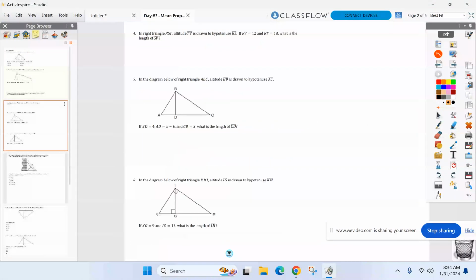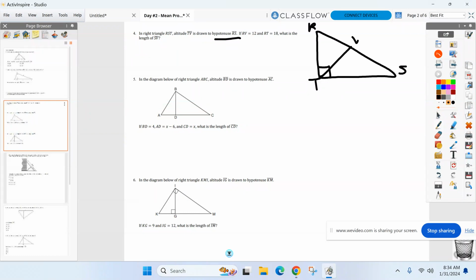Sometimes we have to draw our own diagram, so let's make sure the diagram is drawn correctly. You have right triangle RST, altitude. It's telling me the hypotenuse is RS, which means my right angle has to be the third vertex, which is T. And I'm drawing TV, an altitude, over to here. We all good so far, Lily, on my diagram before I start putting lengths in?